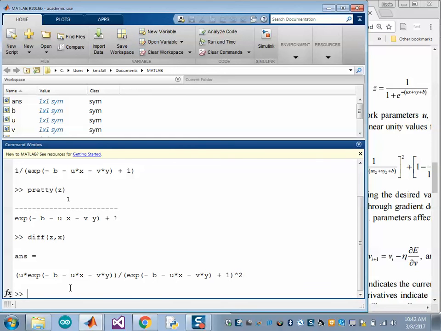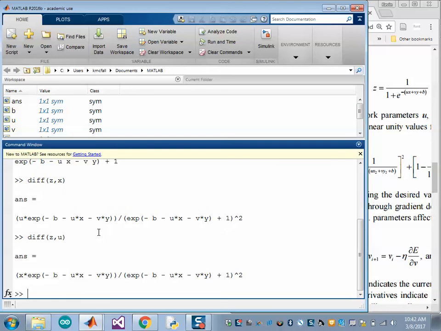Now, I could say, well, hold on. You know what? Now, let's assume that x is a constant along with b, v, and y. Let's say b, x, v, and y are all constants, and u is now the thing that could change. It's not a constant anymore. The other things are constants. And so now I'm going to take the derivative of z with respect to u, assuming that all the other variables are constants and can't change. So there's the derivative of z with respect to u.